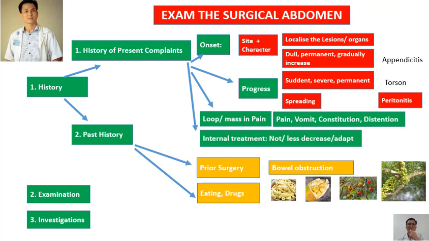Now we move to the main part of the lecture, the physical examination. So we have to master the principles of surgical abdominal examination. It is essential. Now we break it down into key steps. The first one is preparation.